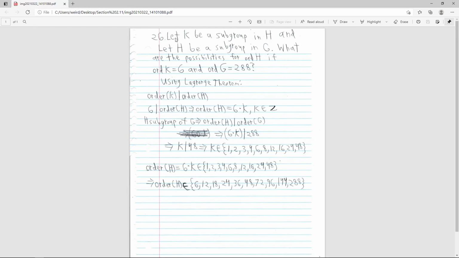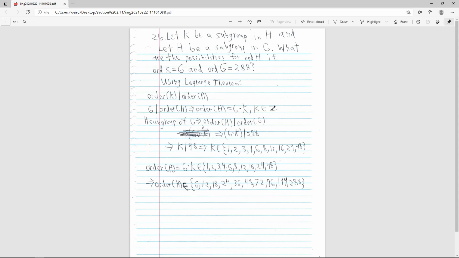So finally 26, let K be a subgroup in H and let H be a subgroup in G. What are the possibilities for order of H if order K equals 6 and order G equals 288? So using Lagrange's theorem again for this one. Order of K divides order of H, so that means 6 divides order H, which implies that order H equals 6 times K, K is in Z. Okay, that gives us something for order H.